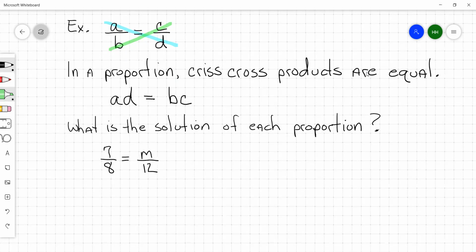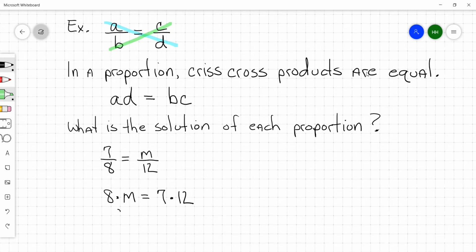I like to multiply the variable first. It doesn't matter if you do 7 times 12 first or 8 times M. I like the variable to be on the left. So when I have a choice, I do the 8 times M first. So you got 8 times M, and that's equal to 7 times 12. Those are your crisscross products being equal to each other.